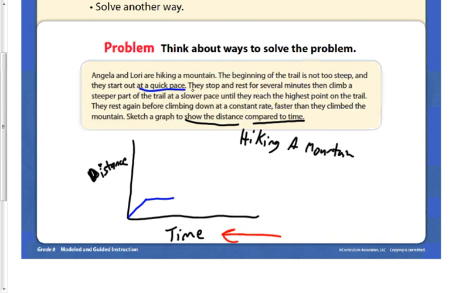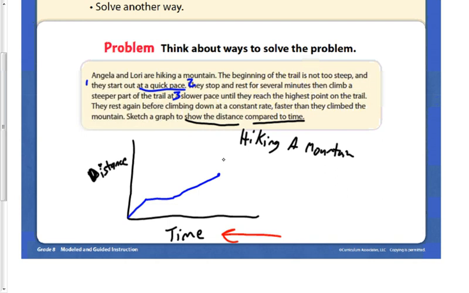So there's, let's see, 1, 2 as they stop and rest. And then they climb at a steeper part of the trail at a slower pace. So 3 would be slower pace until they reach the highest point of the trail. So I'm going to say slower pace. So we're going to say this is the highest point of the trail.